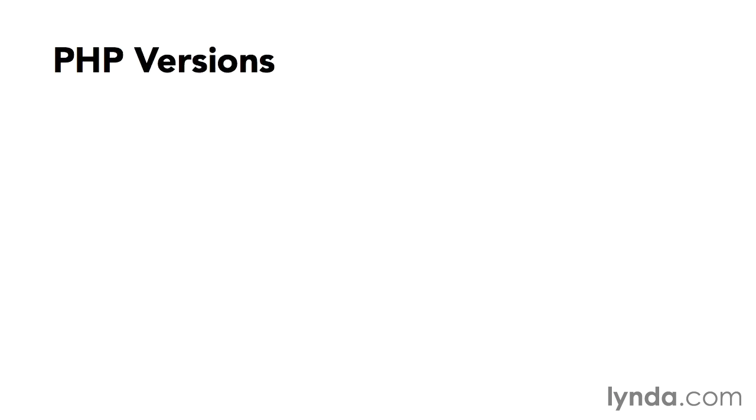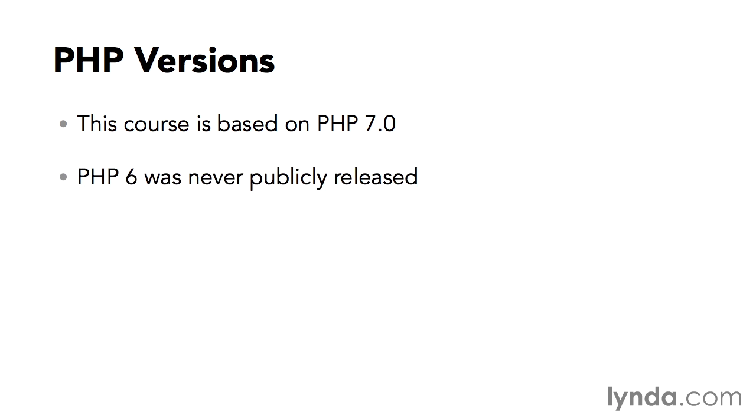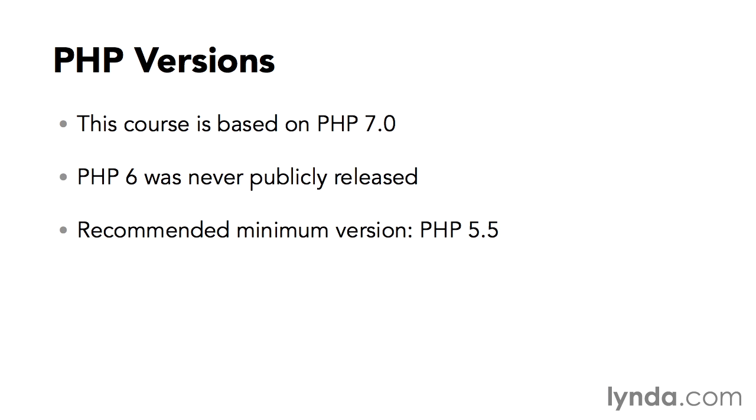A quick word about PHP versions. This course is based on PHP 7.0, but it's not an exclusively PHP 7 course. The great thing about PHP 7 is that with very few exceptions, it's backwards compatible with older versions. PHP 6 was never released publicly, so many websites are likely to continue running on PHP 5, possibly for several years. My recommendation is that PHP 5.5 should be the minimum version you should be running.